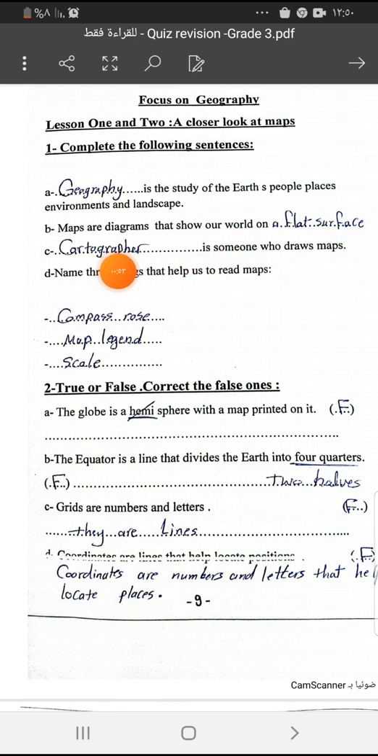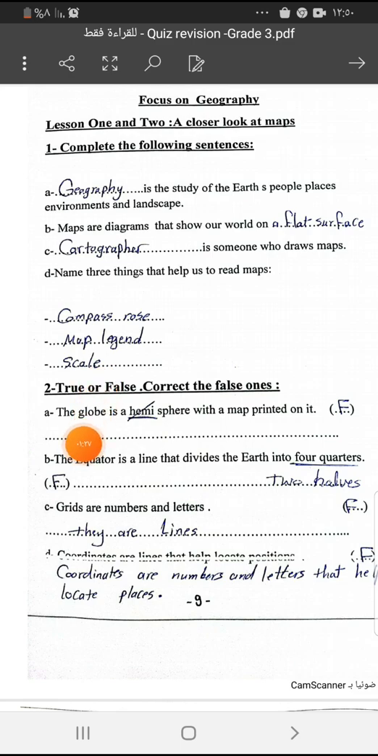The one who draws maps is a cartographer. So a cartographer is someone who draws maps. In order for us to understand and read maps, cartographers add 3 things or more to help us read the map. We just want the 3 of them. The compass rose shows us the directions north, south, east, and west. The map legend tells us the meaning of the symbols on the map. And the scale is the relation between distances on maps and distances in real life.